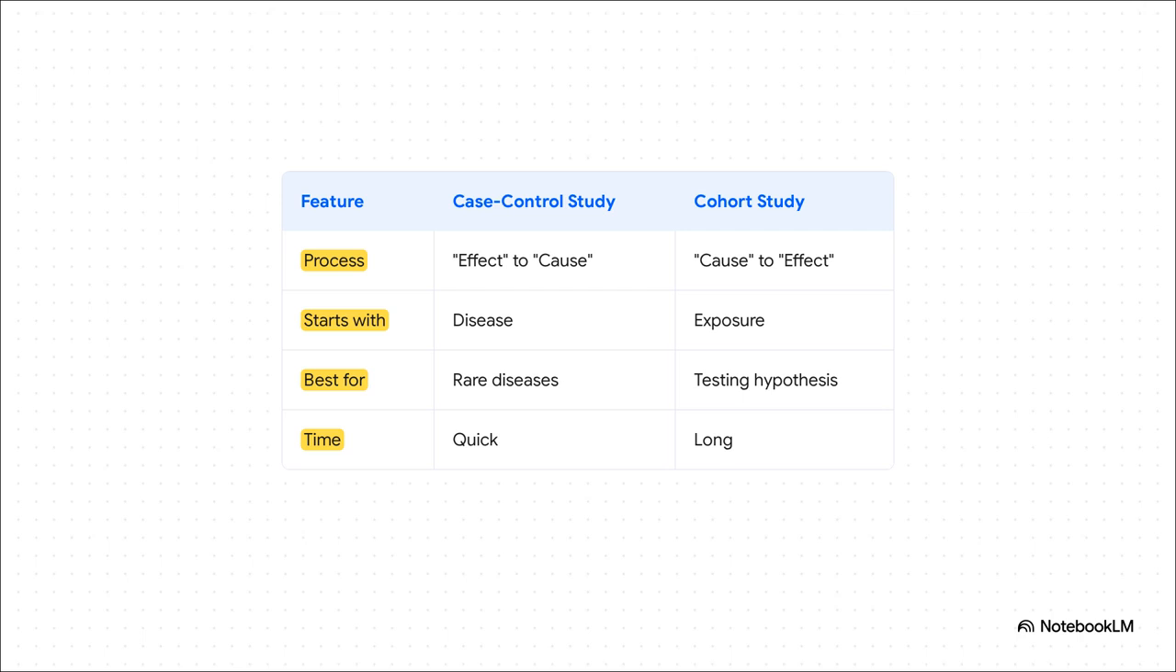A cohort study, though, is the gold standard for testing a specific idea like, does smoking really cause cancer? But the big trade-off is that it's slow and expensive. I mean, it can take years, sometimes even decades, to get an answer.